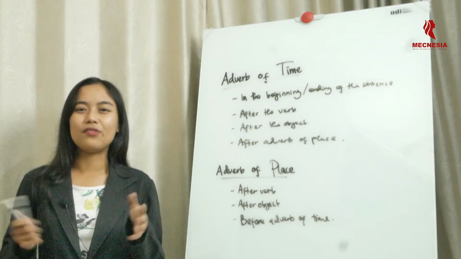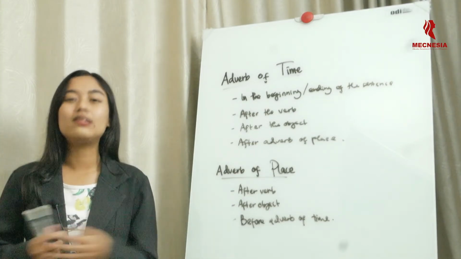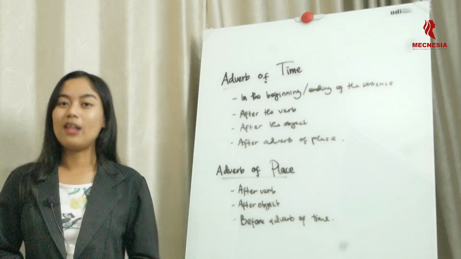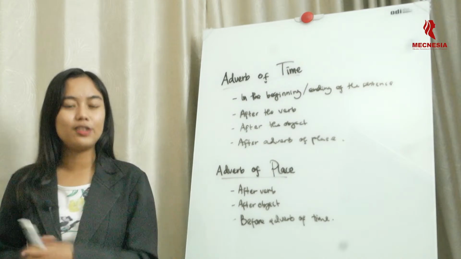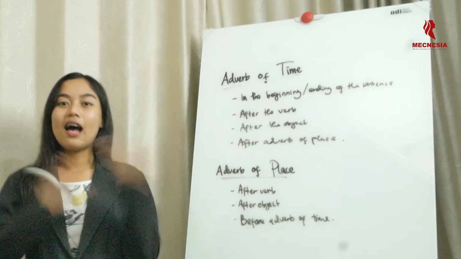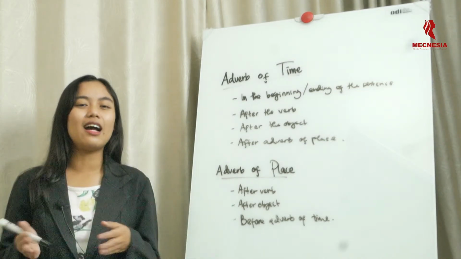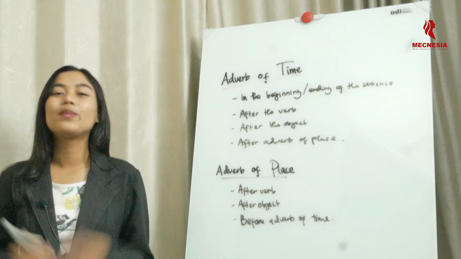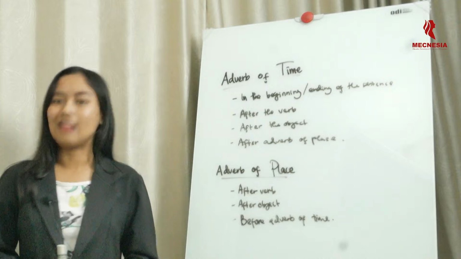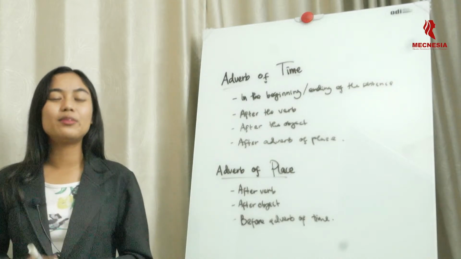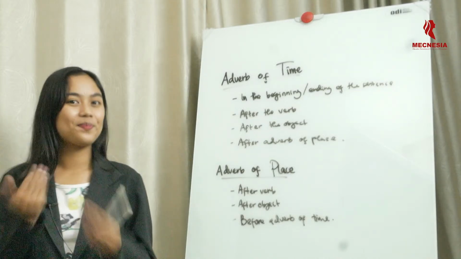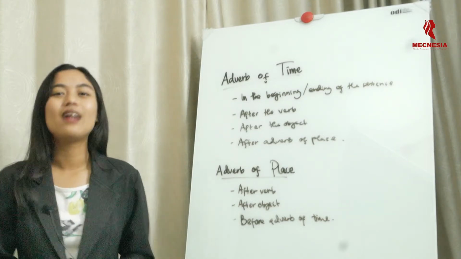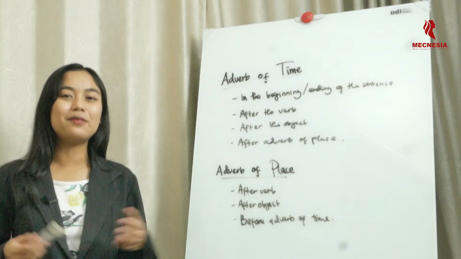Next, what if in the sentence there is an object? Gimana kalau di kalimatnya ada objeknya? Well, if there's an object in the sentence, you can put the adverb of time after the object. Kalian bisa letakkan kata keterangan waktunya setelah objeknya. For example, I am studying math now. Let's say it with me. I am studying math now. Aku sekarang lagi belajar matematika.